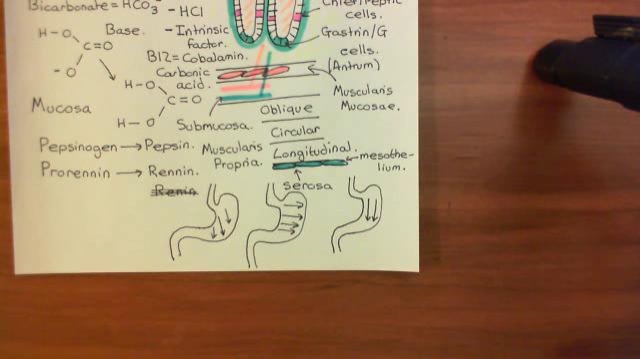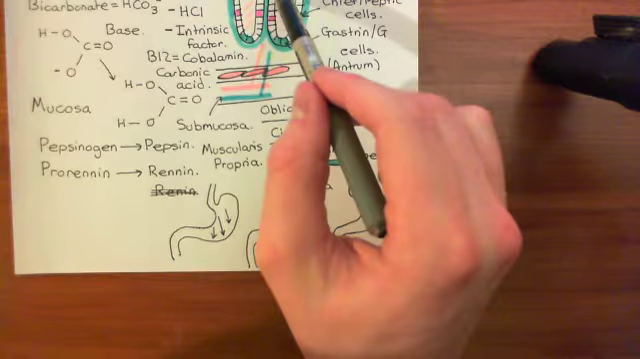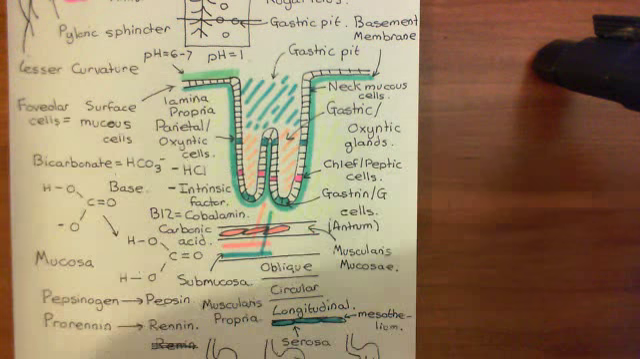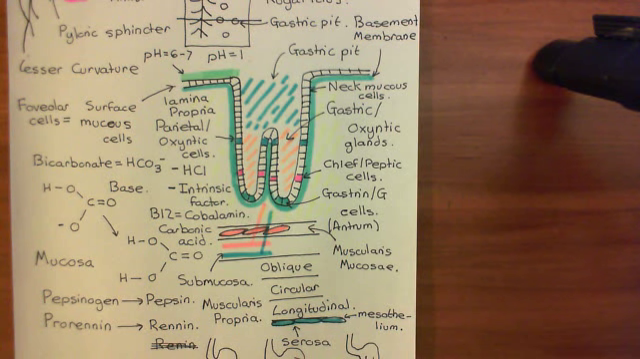Okay, right, so we'll call it there for this video, and in the next video what we'll do is take a closer look at these parietal cells here. Whoops, you can't actually see that. At these parietal cells here, and we want to look at how they secrete hydrochloric acid, and we also want to look at the control of the secretion of hydrochloric acid.